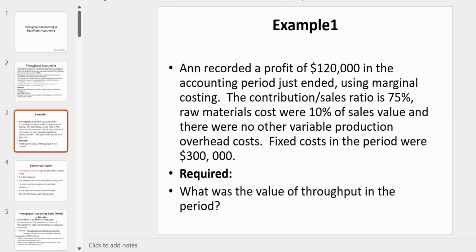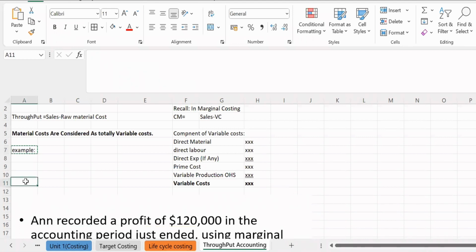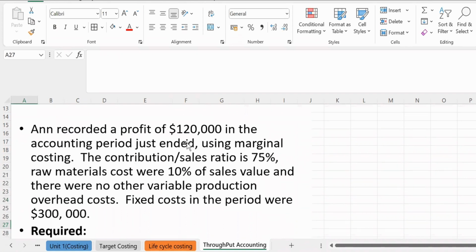I'm going to write this data we have. Let me come to my Excel. Let me bring this example to the Excel file, then we go together. So my example 1. This is the example. Anne recorded a profit of 120. This is the data we have.